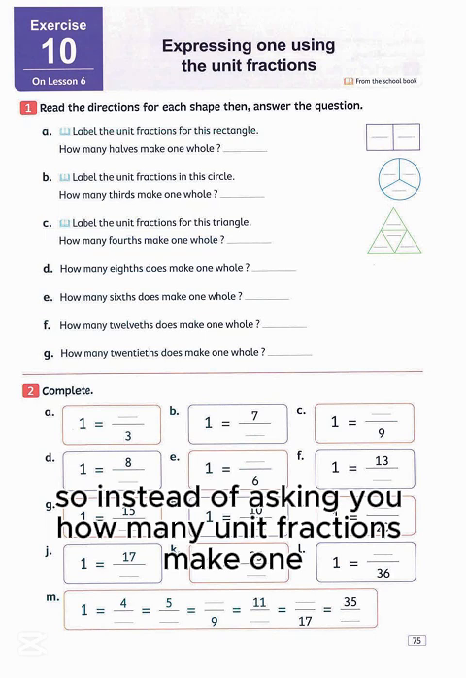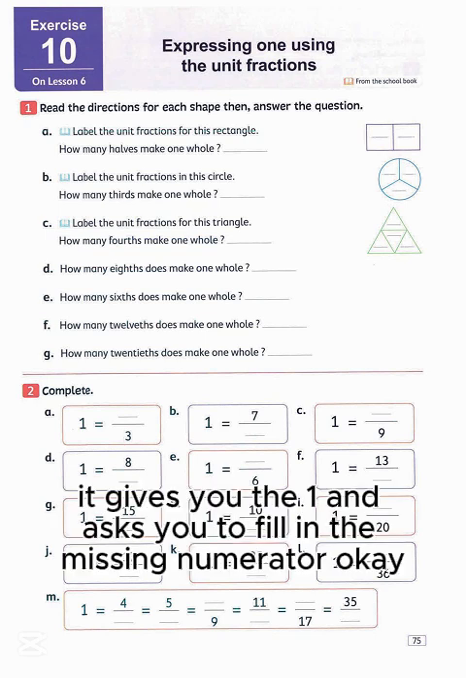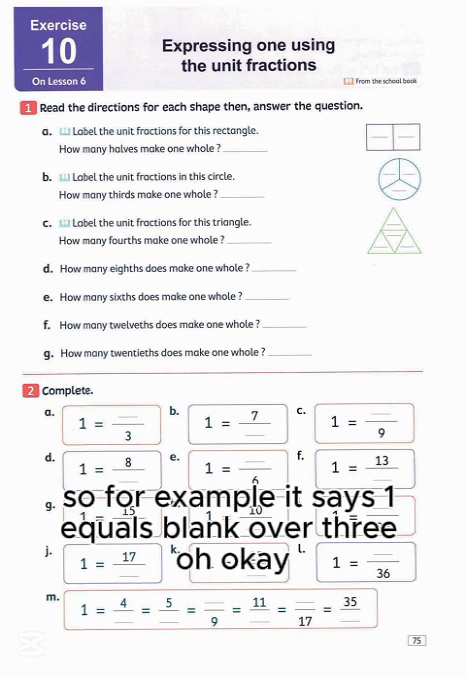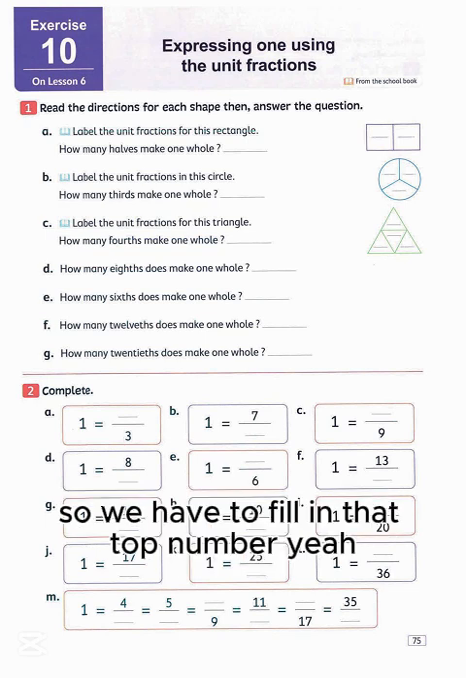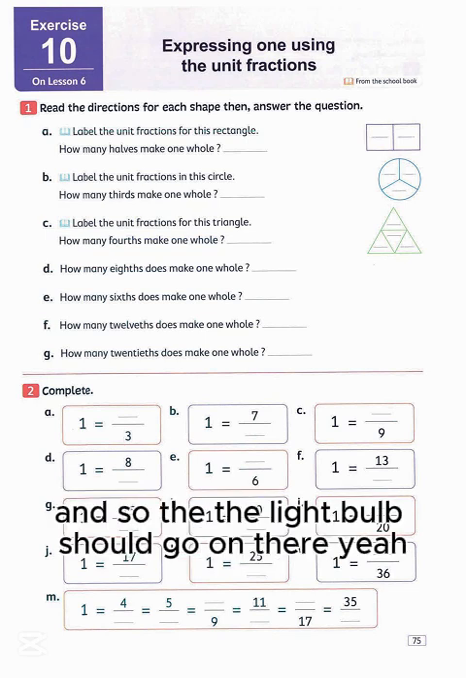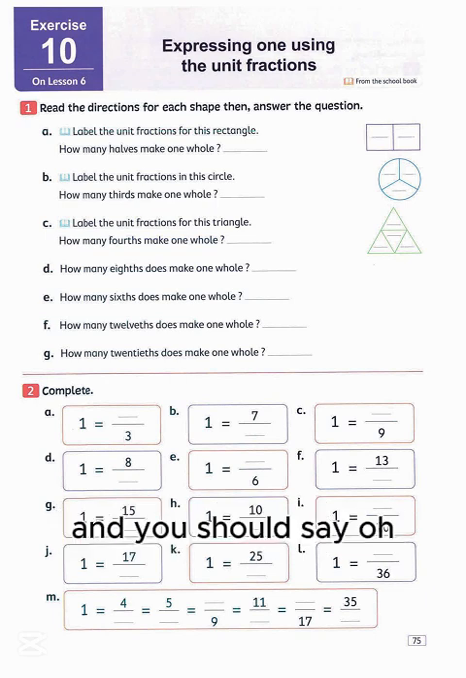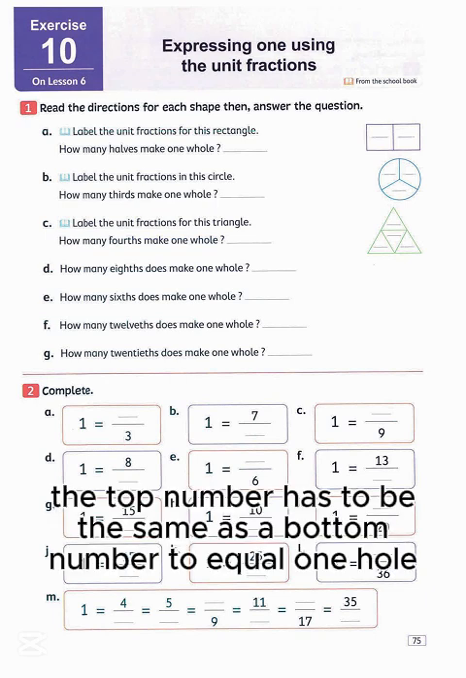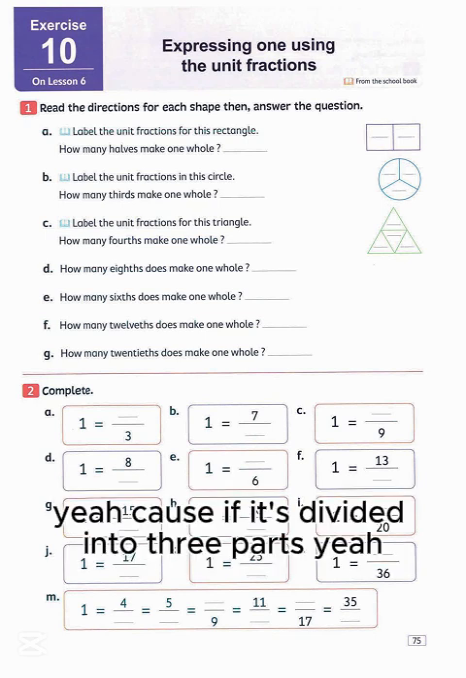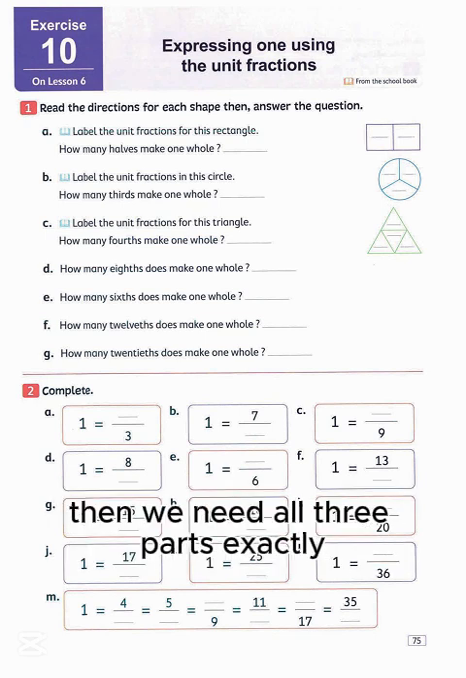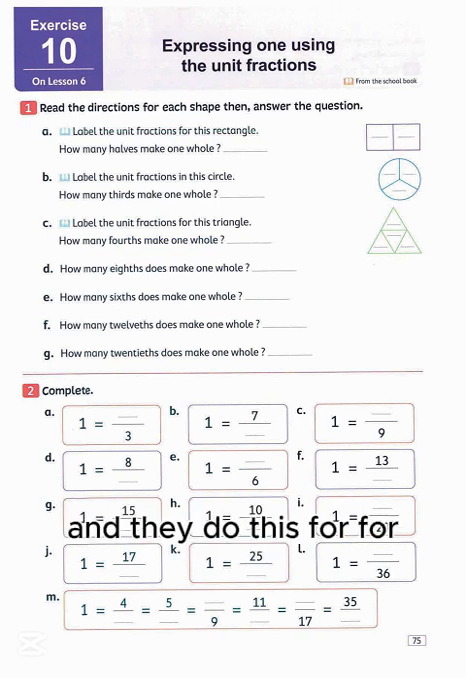So instead of asking you how many unit fractions make 1, it gives you the 1 and asks you to fill in the missing numerator. For example, it says 1 equals blank over 3. So we have to fill in that top number. Exactly, and the light bulb should go on there. You can say, oh, the top number has to be the same as the bottom number to equal one whole. Yes, because if it's divided into 3 parts, then we need all 3 parts to have the whole.